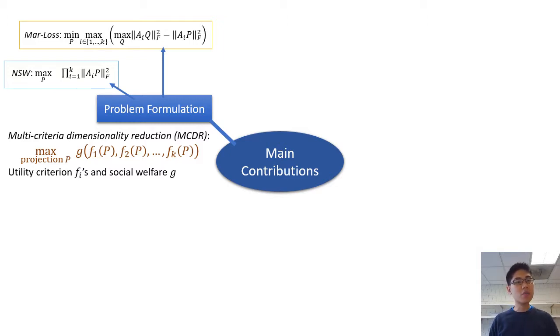Another example is marginal loss. In this case, the Fi is not the variance, but the change of variance between the best projection the group could have gotten compared to the given projection, which may be different because of the group in the same dataset. And G is taken to be the group that has the worst performance.